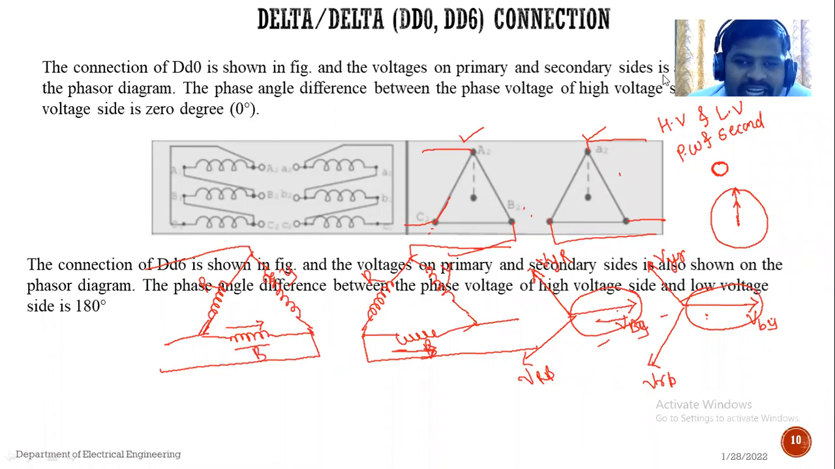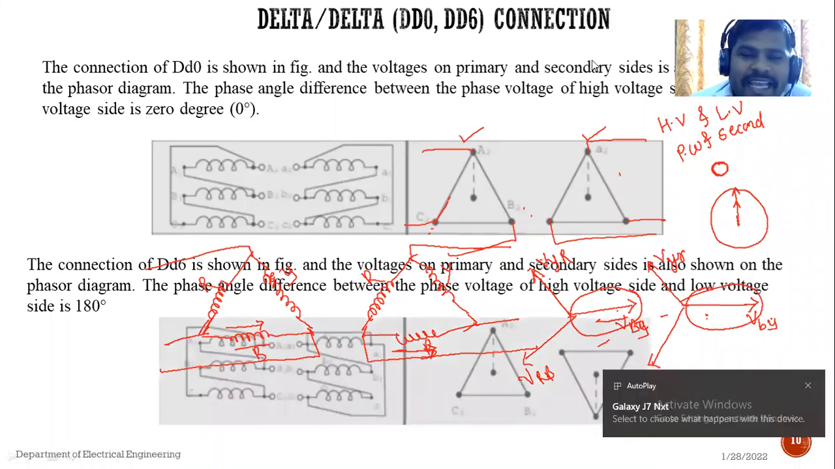Similarly, delta delta 6 connection is there. Delta delta 6 is nothing but the LV winding, or we can call it the secondary winding, connected with a 180-degree phase shift to that of the primary winding. For that, the diagram with a 180-degree shift is nothing but direct opposite. It will come directly opposite.